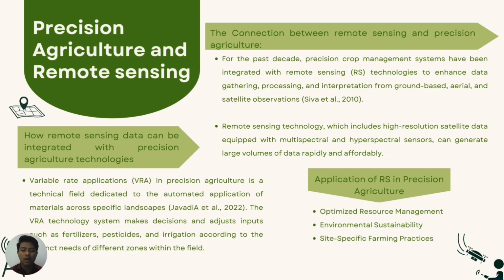Variable rate application (VRA) in precision agriculture is a technical field dedicated to the automated application of material across a specific landscape. The VRA technology system makes decisions and adjusts inputs such as fertilizer, pesticide, and irrigation according to the distinct needs of different zones within the field. Application of RS in precision agriculture optimizes resource management, environmental sustainability, and site-specific farming practices.